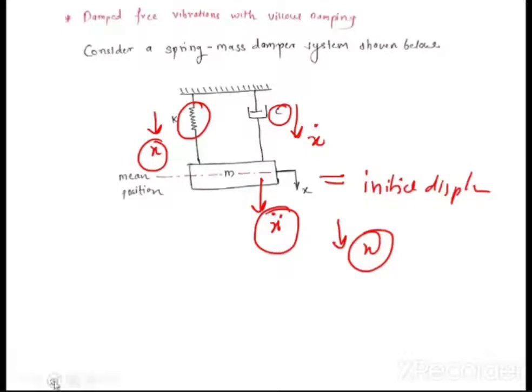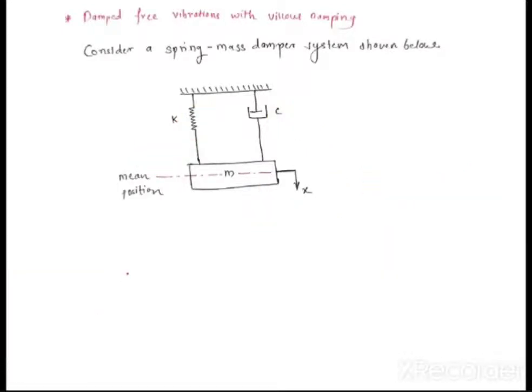Okay, so what is the first step? The first step is to draw the free body diagram of the mass m. So let me draw the free body diagram of the mass m. Let us say x is the displaced motion given in the downward direction.